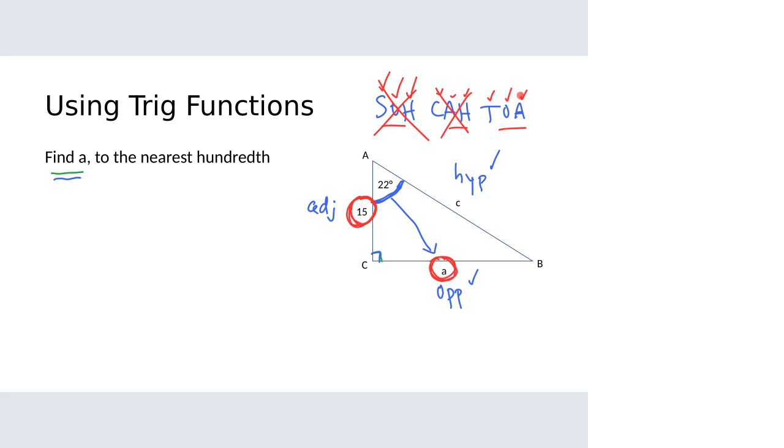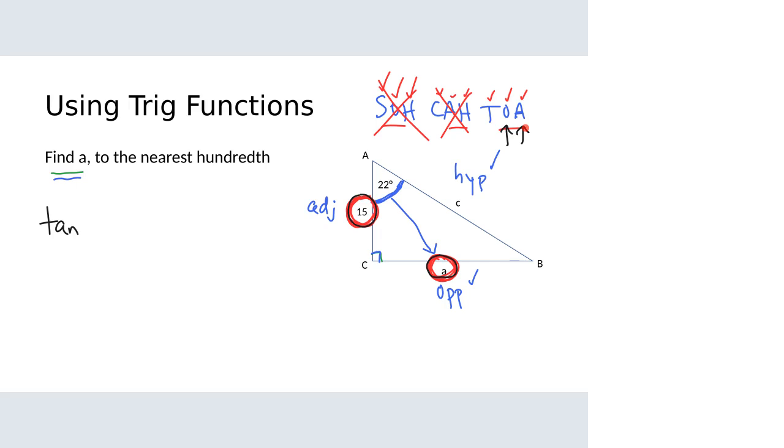Tangent is opposite over adjacent. Opposite's the one I'm looking for. Adjacent's the one I know. So that's the trig function we're going to use here. We're going to use tangent, and it's because I'm looking for the opposite. I know the adjacent. So opposite and adjacent are the two I care about in this particular problem.